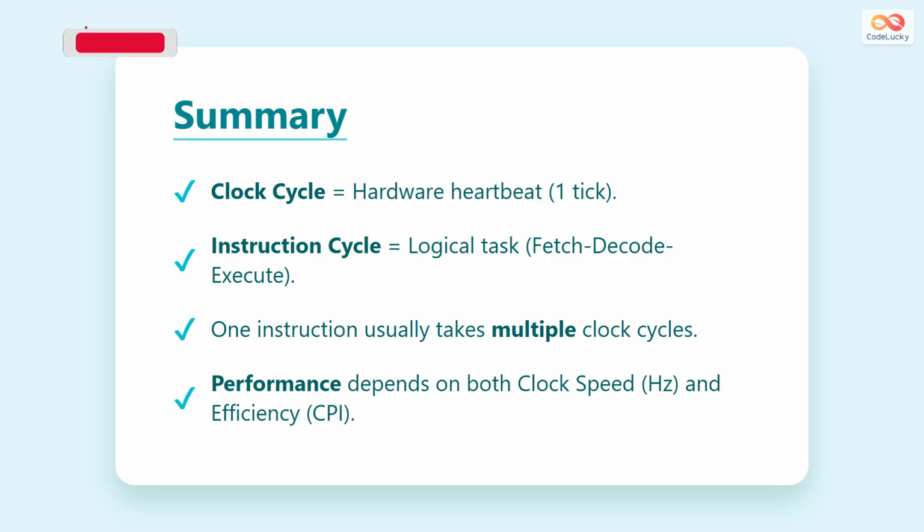To summarize, a clock cycle is the raw hardware heartbeat. An instruction cycle is the logical task of fetching and executing a command. Remember that one instruction usually takes multiple clock ticks, and true performance is a balance of raw speed and efficiency.